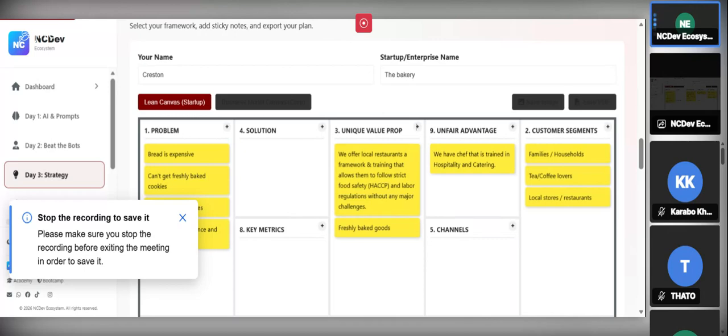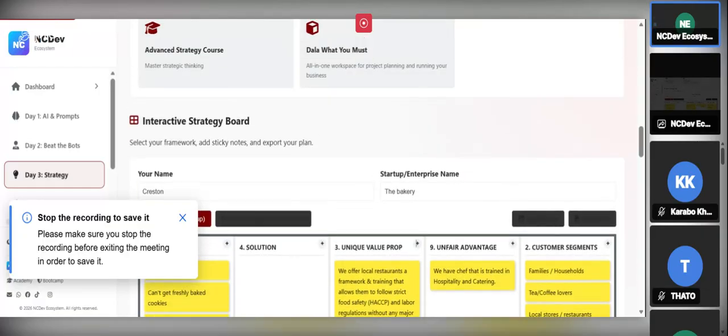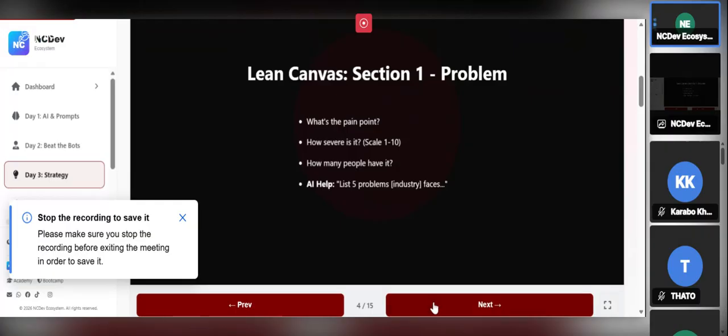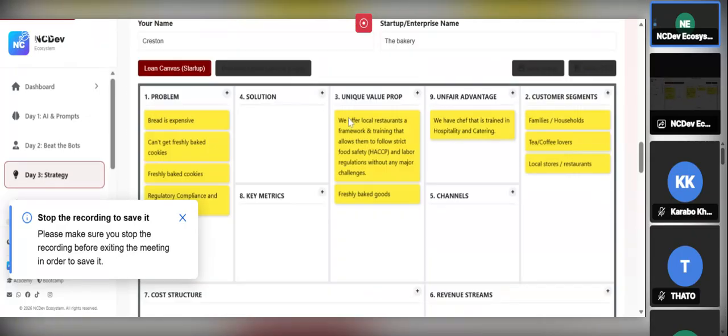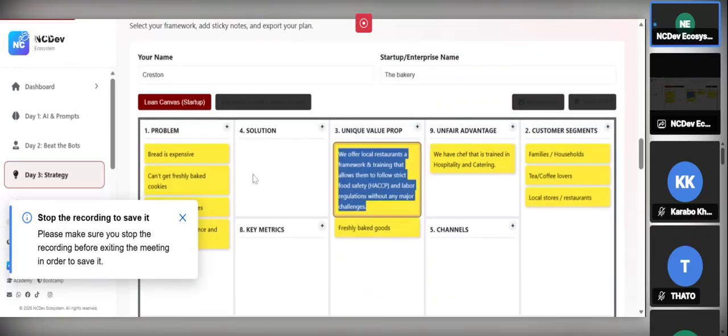So here we are dealing with a unique value proposition. What makes us unique? Why us? Right? Why are you different? Right? I think that one got us there.